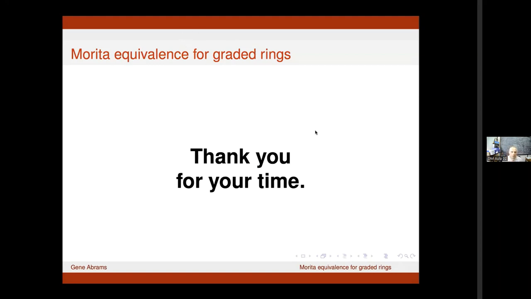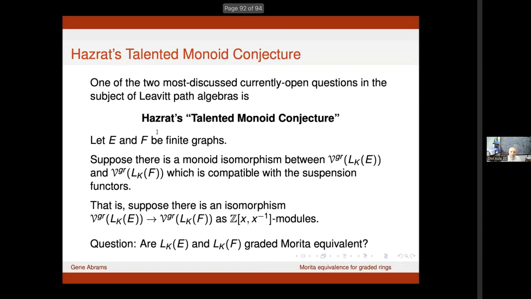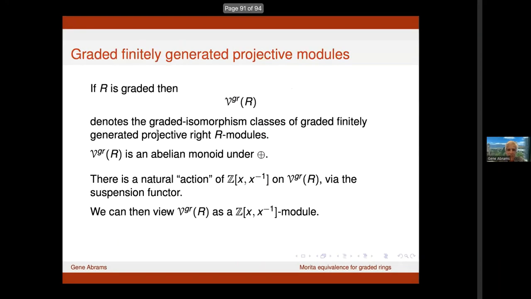Okay, so you rushed through the last couple of slides where Hazrat's conjecture was mentioned. So yes, do you have an application to Hazrat's conjecture? We don't have an application to Hazrat's conjecture. We do not.